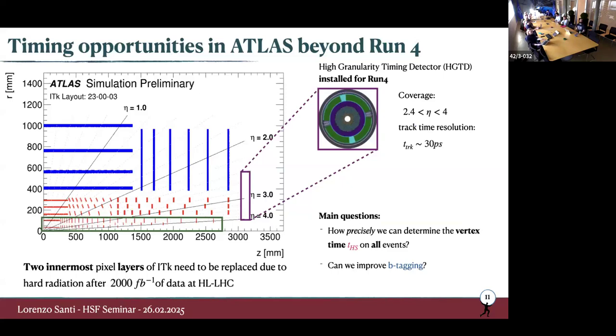This can be made eventually only after Run 4, when the two innermost layers of ITk have to be replaced, and could be replaced with timing information, due to the harder radiation after about 2 inverse attobarn of data at the High-Luminosity LHC. And so this study is mainly regarding how precisely we can determine the vertex T0 on all the events, and if so, the physics impact. So for example, if we can improve b-tagging, as a study.